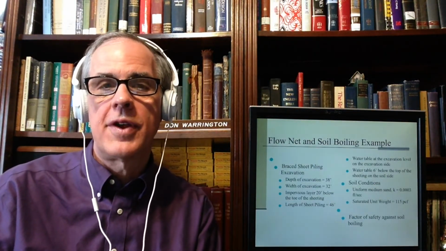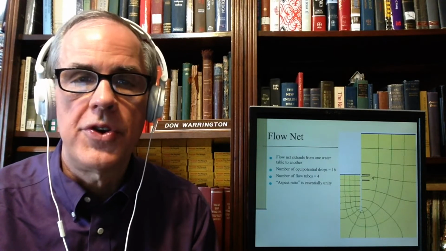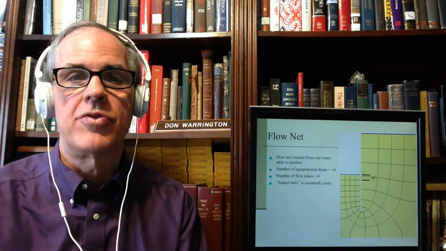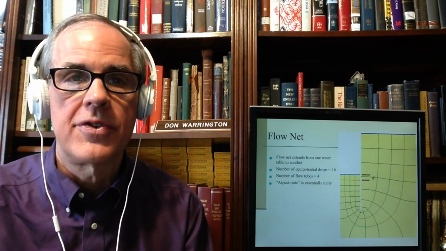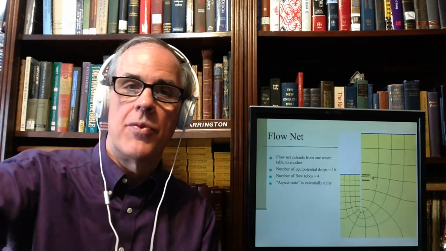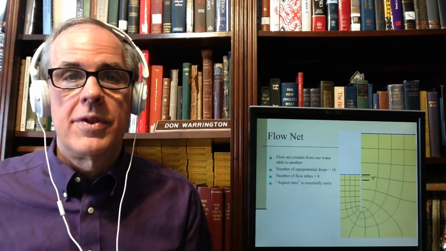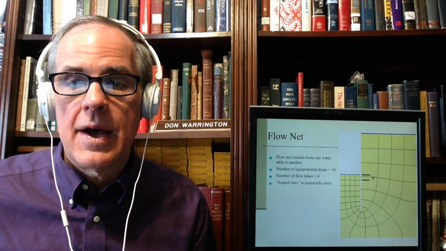We want to compute the factor of safety against soil boiling. So we draw a flow net. Actually, let the computer draw the flow net for us. Obviously an FE program is going to come up with a solution, and we're going to see if the flow net it draws justifies that solution. The flow net extends from the water table on one side to the water table on the other. It has 16 equipotential drops, count them, and 4 flow channels or flow tubes, and count them too. Their aspect ratio is essentially unity, which you should get with a computer-drawn thing. And the distance between here and here is 4 feet. We'll see how important this is.